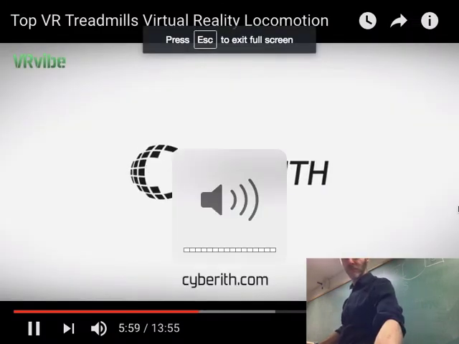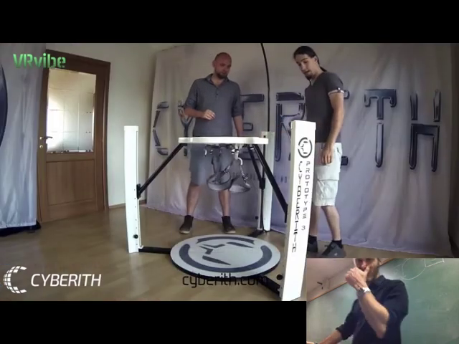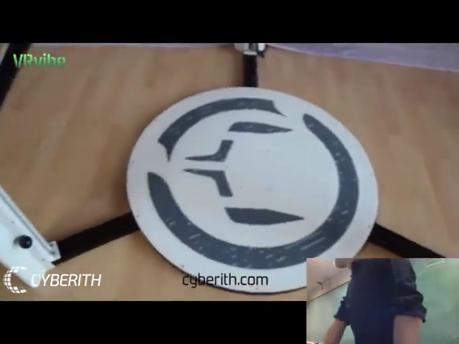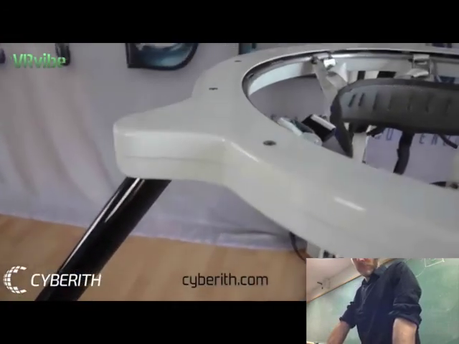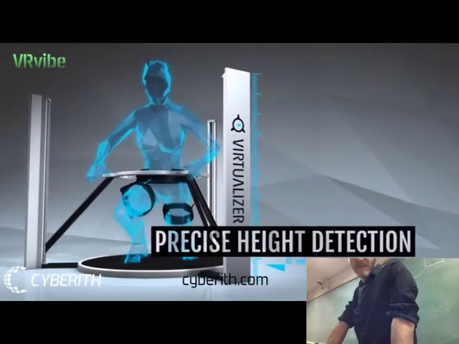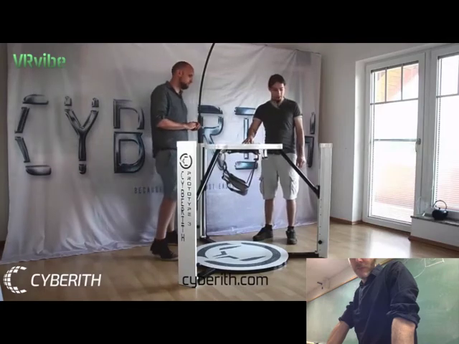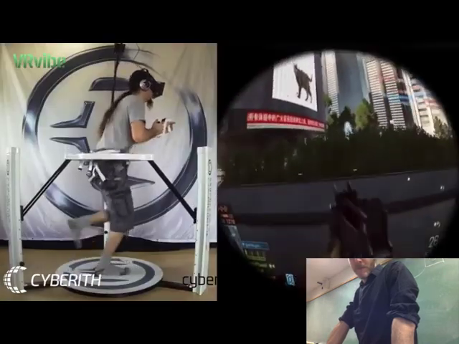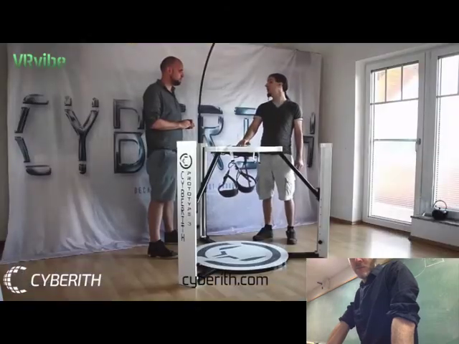The Virtualizer consists of three main parts: the base plate with a low friction surface, the pillars, and the ring construction. There are linear guides in the pillars that allow for smooth and quiet vertical movements. This is necessary for crouching and jumping. And in addition to that, the ring construction allows the user to turn around and rotate 360 degrees.